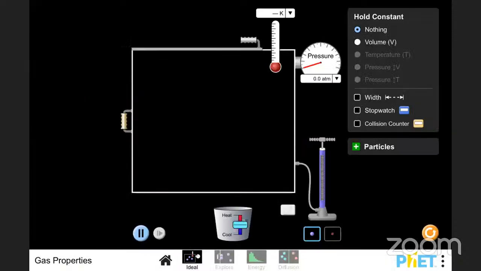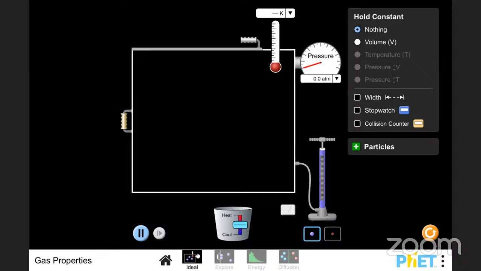Right. So we said let's take a look at the gas laws, right? We have three gas laws. Hopefully you all read them.